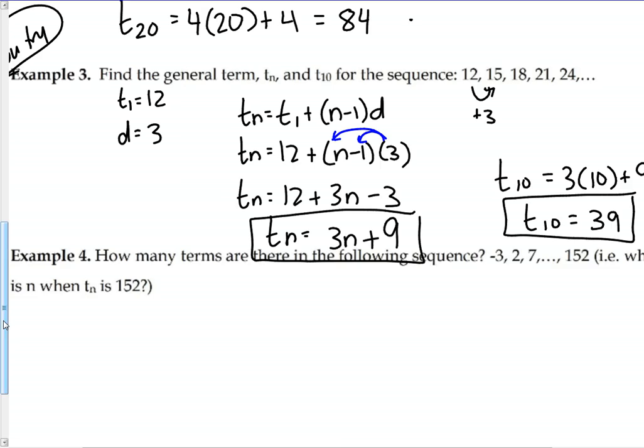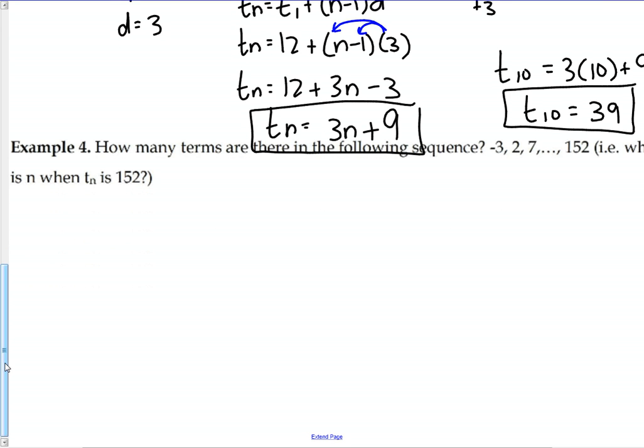Okay, it says, how many terms are there in the following sequence? Negative 3, 2, 7, and it goes all the way to 152. Infinite or finite? Finite, yeah, it has to be because they're asking us how many terms there are. And you could also see it ends at 152.